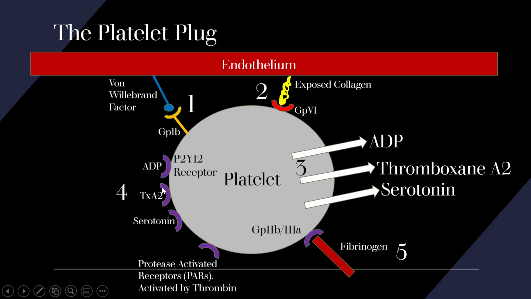After you have this feedback loop, we come over here to step 5, which is fibrinogen cross-linking platelets between the GP2B3A receptor on this platelet, and on the other end it connects to another GP2B3A receptor, connecting platelets, and the chain goes on like that.